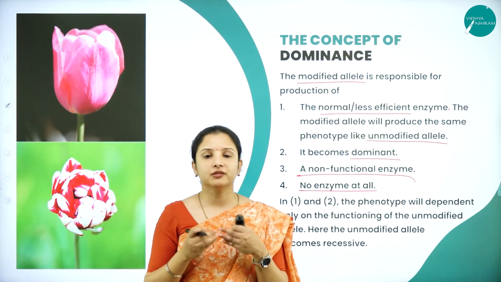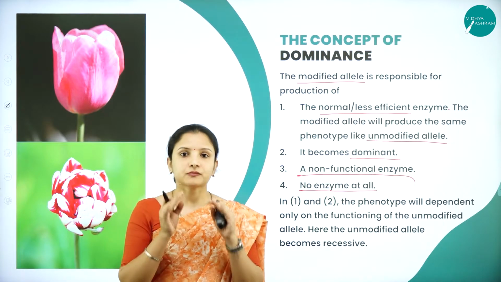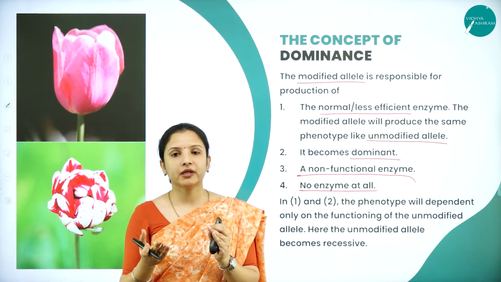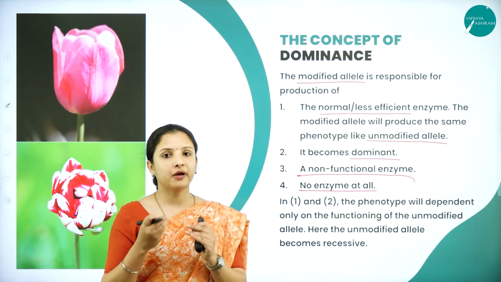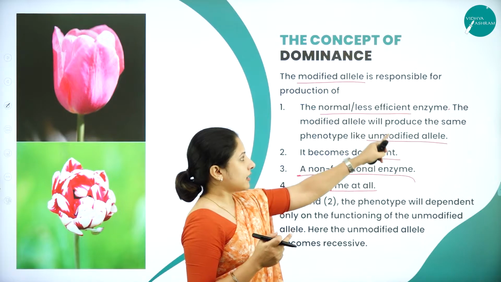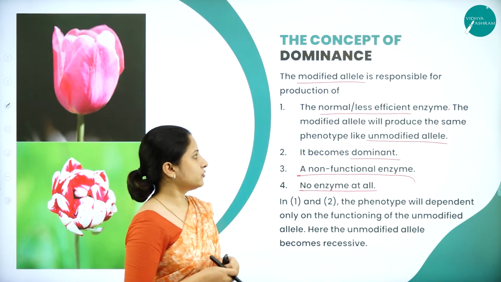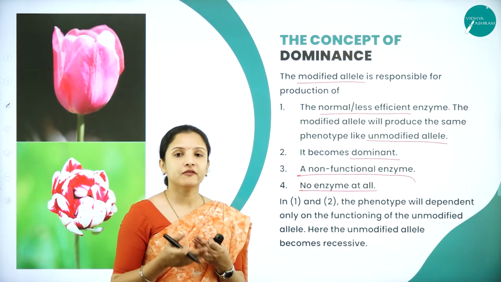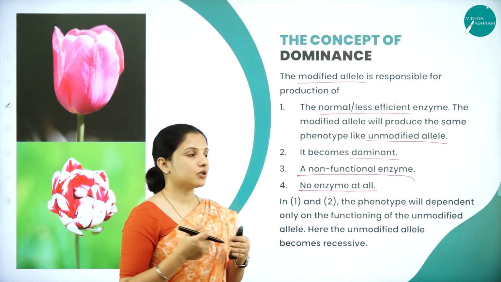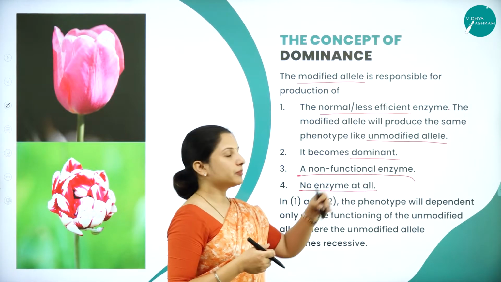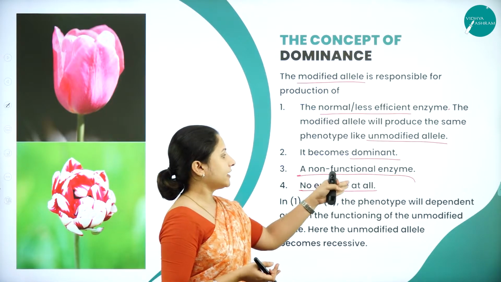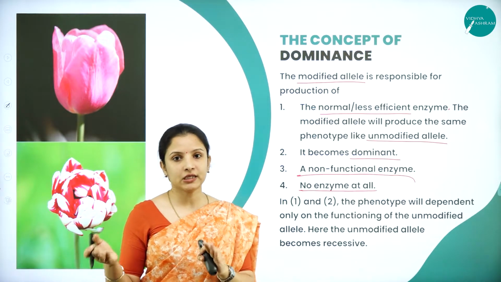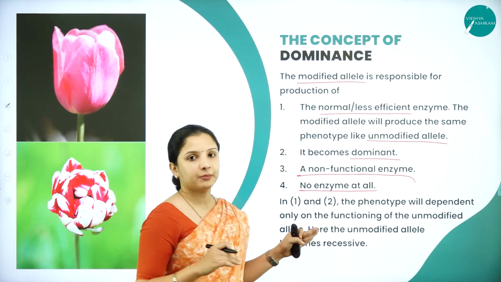So in the concept of dominance, that is what is meant if one allele is dominant over the other. So if the modified allele is dominant over the unmodified allele, what might occur? What will happen? A less efficient enzyme will be produced, and the modified allele may become dominant, or it may become non-functional, or the modified allele may not produce an enzyme at all. So therefore there is no conversion of the substrate.